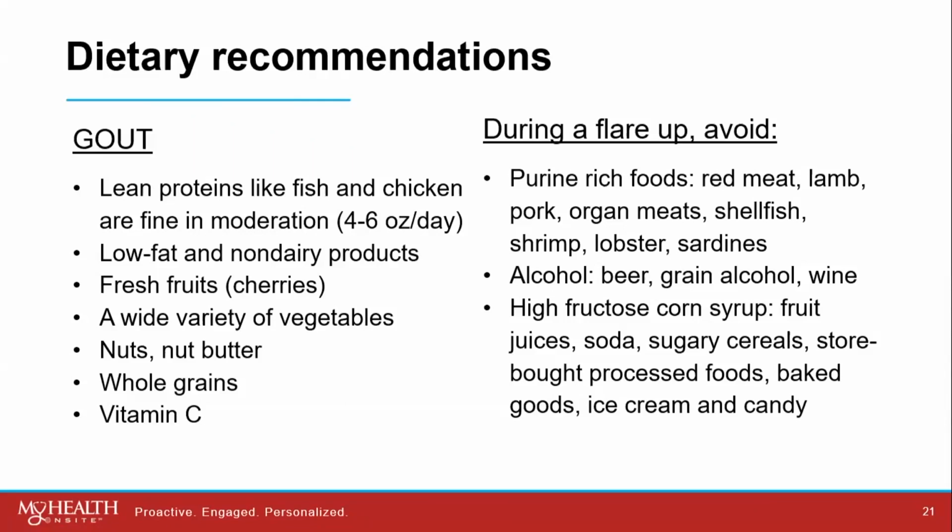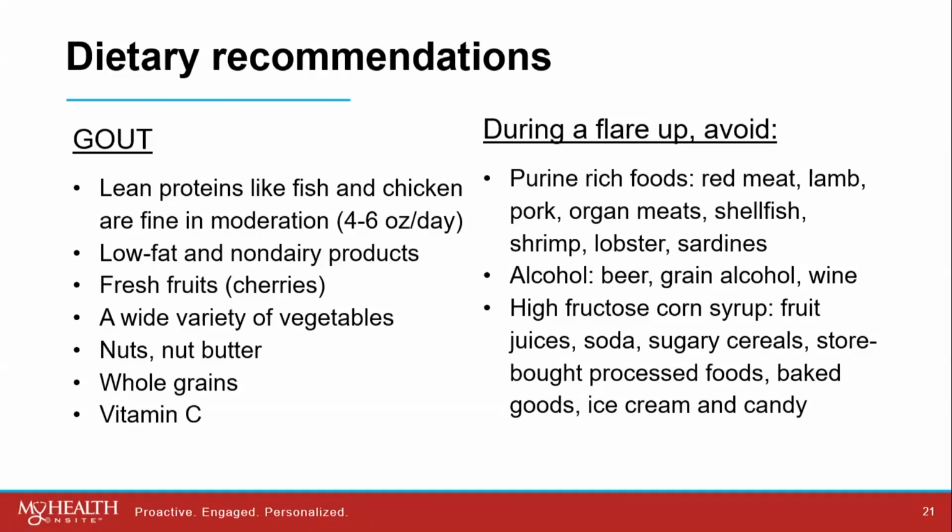That's not much. If you look at the palm of your hand, that's about 3 ounces, which is the size of a deck of playing cards. You could do 3 ounces at lunch of some chicken, maybe 3 ounces at dinner of some fish, and then that's it. It does also include some other things like low-fat dairy and non-dairy products.